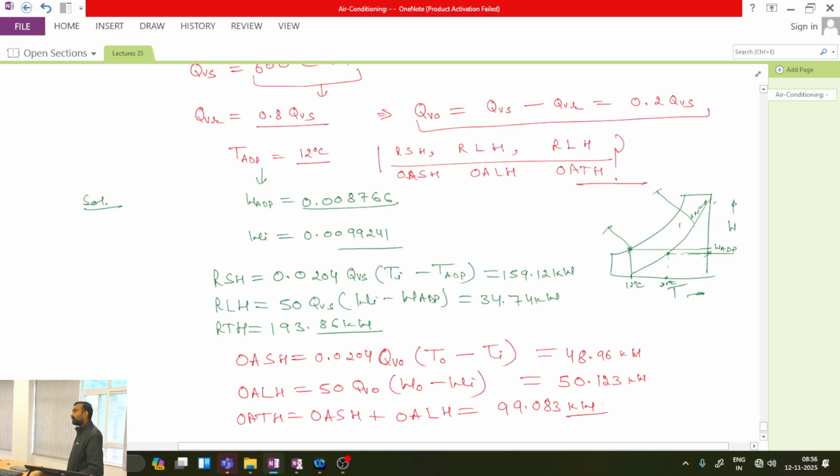Correct? The only thing is, I also need to calculate outside air humidity. How to calculate W naught? How can I locate 30% RH and 45%? So I need to refer to the 30% RH line and 45 degrees Celsius temperature. Corresponding to this, whatever point I get will represent my W naught. How much is W naught here?